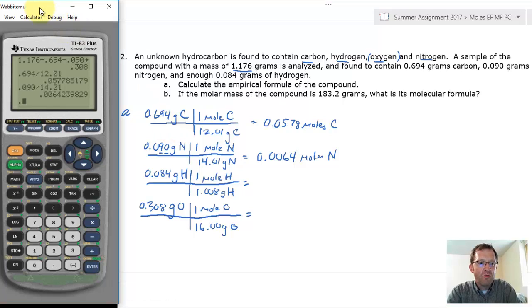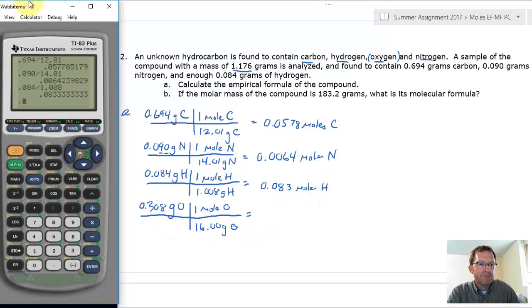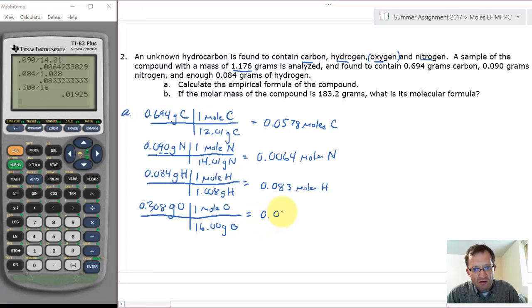For the hydrogen, we have 0.084, and I divide that out. Hydrogen comes out pretty much always about the same because we're basically dividing by 1, but it's about 0.083 moles. And finally, oxygen, 0.308 divided by 16 gives me 0.019. I'll go round it off to 0.0193 moles of oxygen.